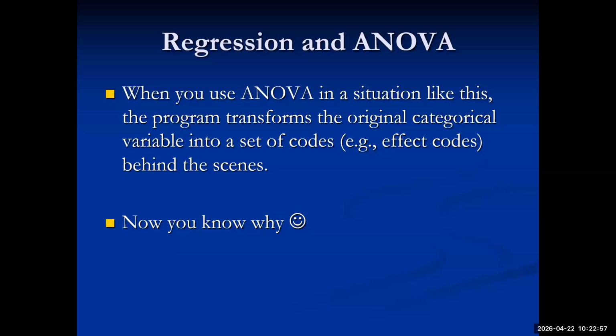Okay. Now, when we use ANOVA in a situation like this, the program transforms the original categorical variable into a set of codes, like effect codes, behind the scenes. And now you know why that happens.